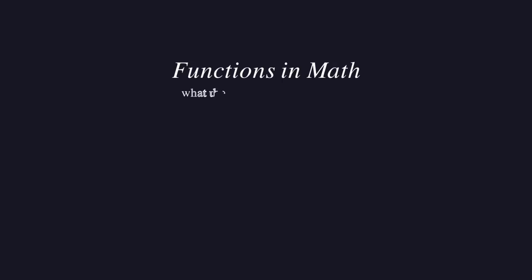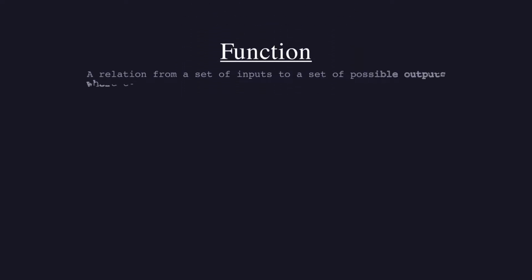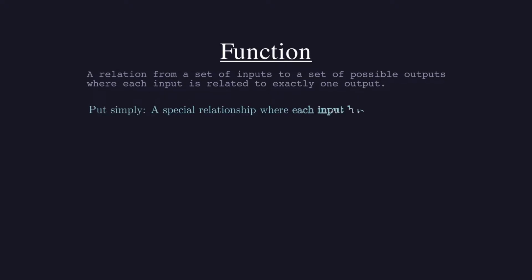Functions, what they are and how they work. These are important to understand because you'll run into them many times in math. Now, if you look it up online or in a textbook, you'll find a really long and ugly definition. But in essence, a function is just a special relationship where you have a bunch of inputs and a bunch of outputs, and they're mapped such that each input has only one output.